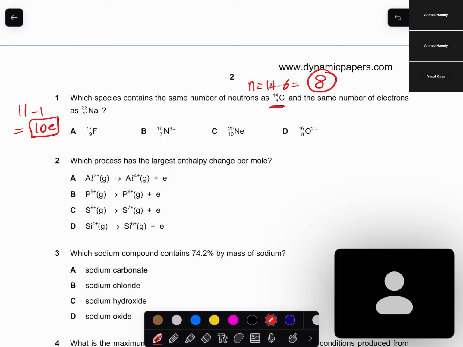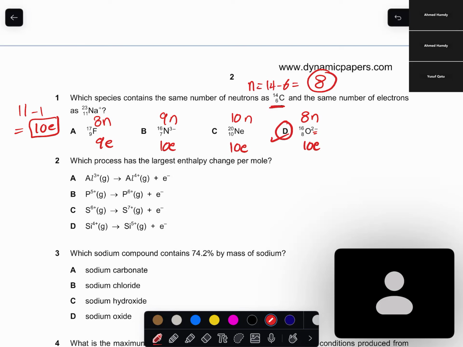For F9, 17 minus 9, we have 8 neutrons, but the number of electrons is 9. For nitrogen minus 3, we have 16 minus 7, we have 9 neutrons and 10 electrons, so this is not the answer. For neon 10, we have 10 neutrons and 10 electrons, so this is not the answer. For oxygen 8, we have 8 neutrons and we have oxygen minus 2, it gained 2 electrons, so we have 10 electrons, so this is the answer.